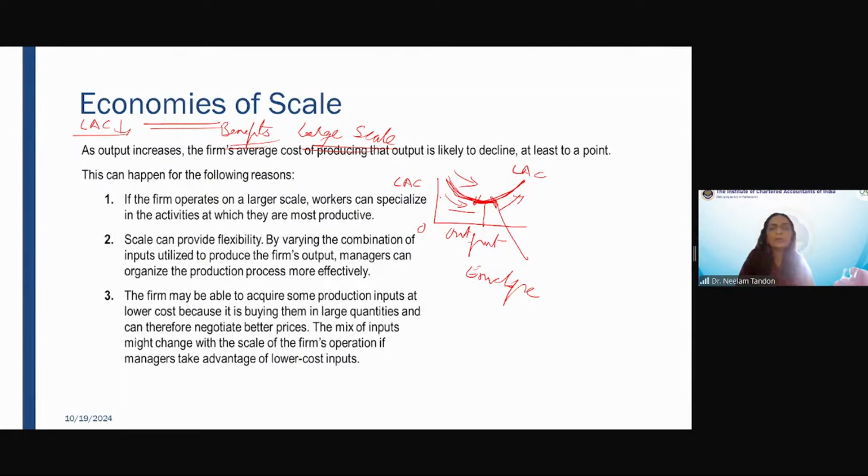So what can be the possible reasons for this downfall of LAC? It can be that the firm is operating on a large scale. यहाँ पे 10 units and here they are producing 60 units. So they're working on large scale. What happens when you work on a large scale? People, those who are working in an organization, उनको पता होता है कि what work they have to do. They are very clear about it.